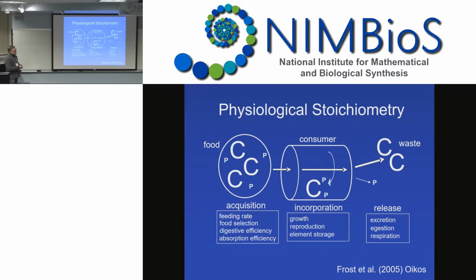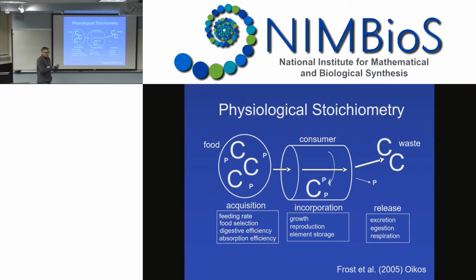So if a consumer eats a food that has different combinations of elements than what it needs, it can do some things. This can change feeding rates, food selectivity, digestive and absorptive efficiency. These are all mechanisms that consumers can use to balance out these differences in the elements being supplied versus what they need. They're not entirely successful at fixing this.